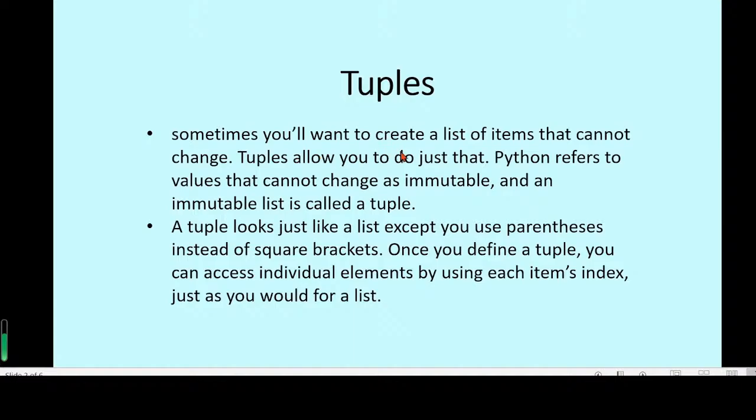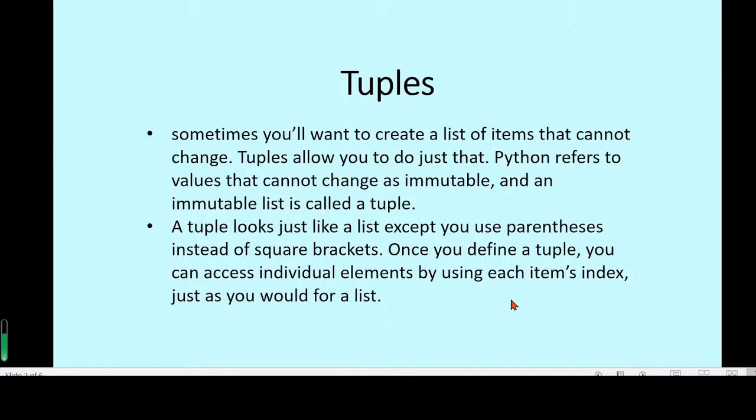Sometimes we want to create a list of items that cannot change. Tuples allow you to do just that. Python refers to values that cannot change as immutable, and an immutable list is called a tuple. A tuple looks just like a list, except you use parentheses instead of square brackets. And once you define a tuple, you can access individual elements by using each item's index, just as you would for a list.